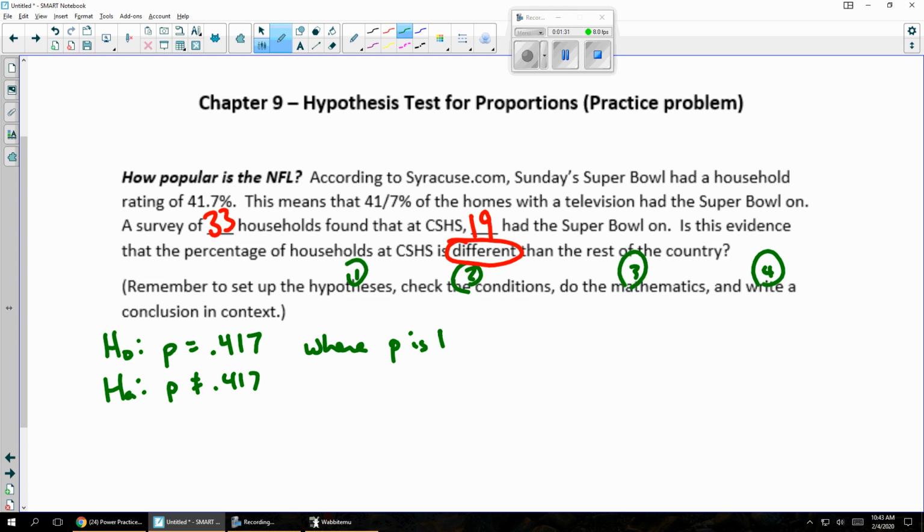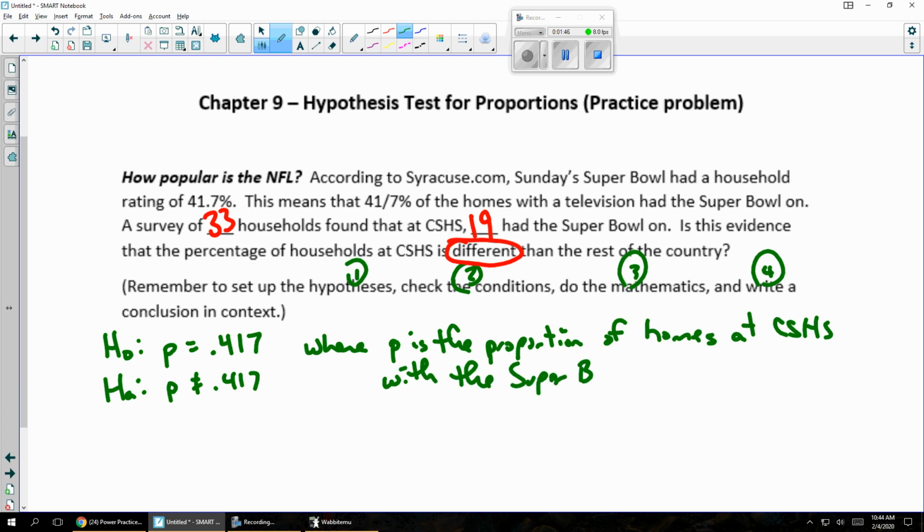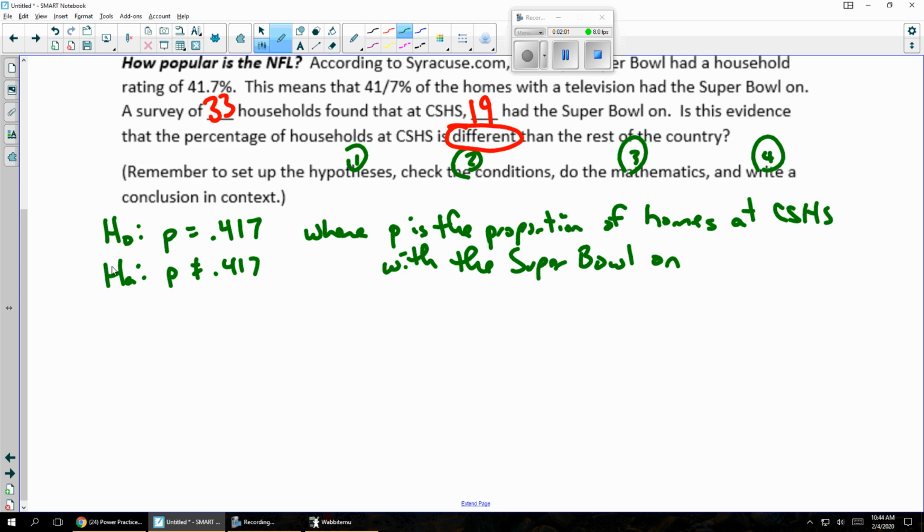So P is the proportion of homes at CSHS with the Super Bowl on. And that's approximately 25% of your grade for that problem. So step 2 is to do the conditions. There's 3 of them. Just generically speaking, what are my 3 conditions?